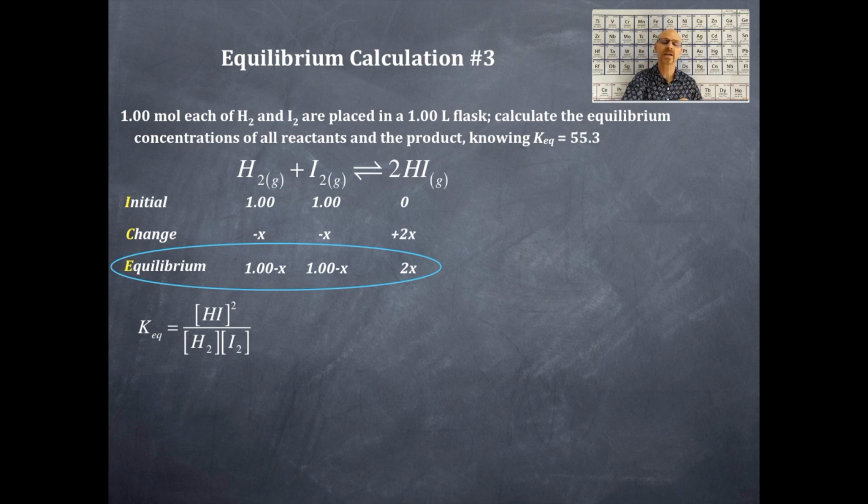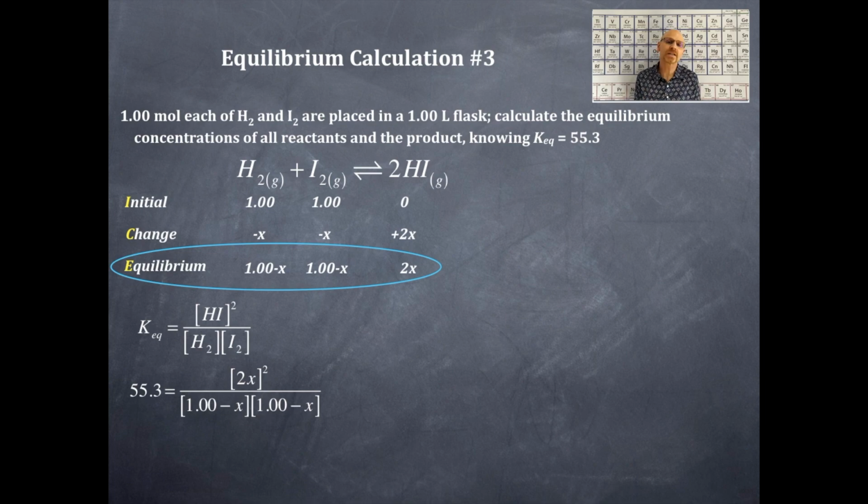All right, so we're going to plug in those values. Here we go. So we've plugged in the Keq value, we've plugged in the 2x, and its quantity squared, right? And we plugged in for the hydrogen and the iodine as 1.00 minus x for each of those.